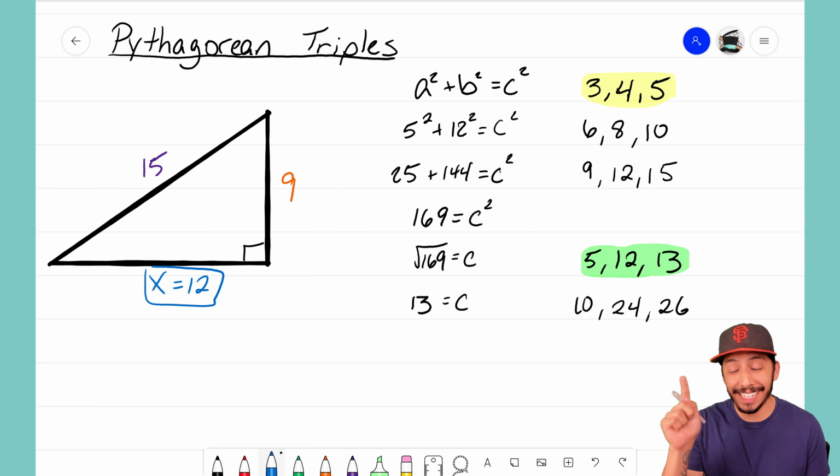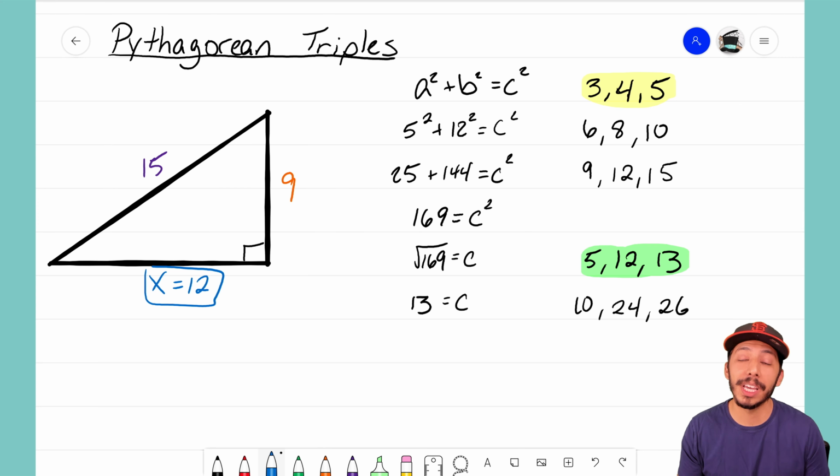Because the 9, 12, 15 triangle will always have those same sides as long as you can show that those two sides you have are filling in those spots there. That's what Pythagorean triples are. They're just sides of a right triangle where all the sides are whole numbers.